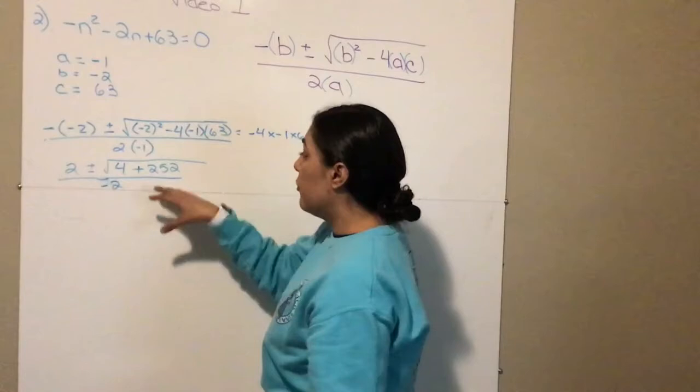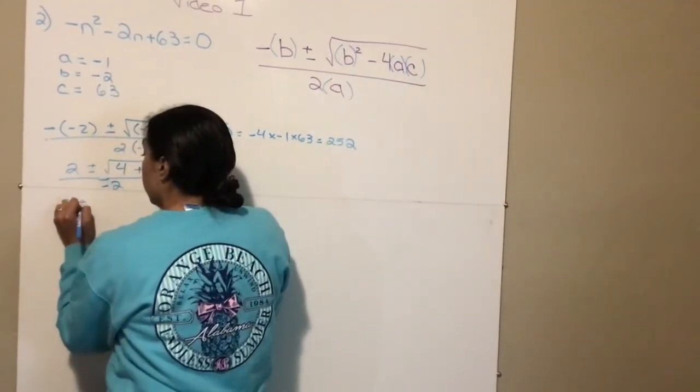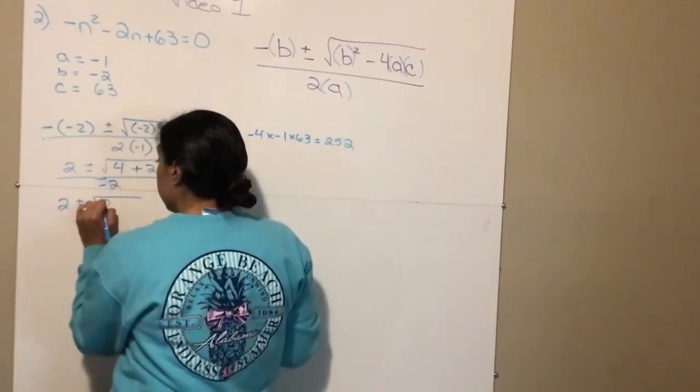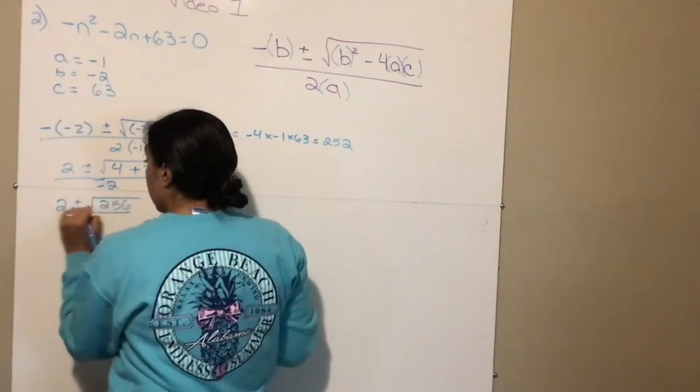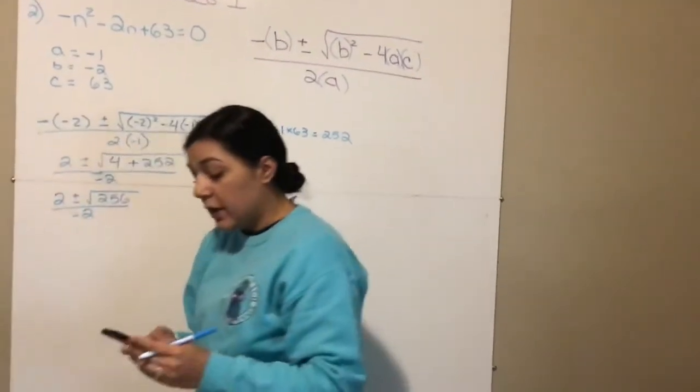Okay, well, what can we simplify? We can simplify this under here. So you're going to have 2 plus or minus the square root of 256 over negative 2. And I want to show you guys, because a lot of you guys are going to be using your phone as a calculator.